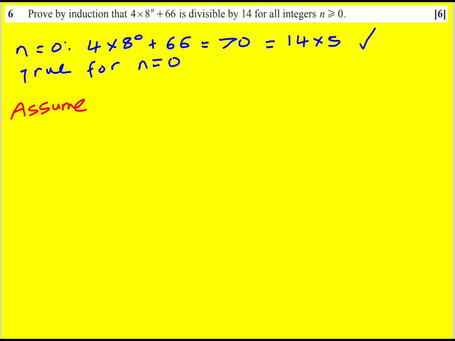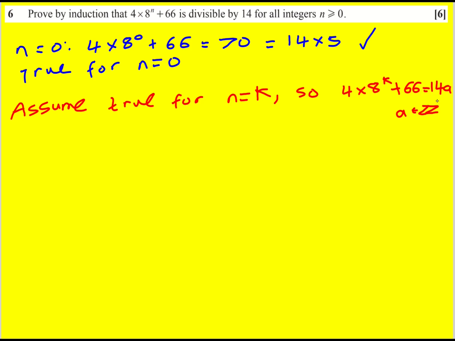So we've shown that the first domino falls over. We're now going to assume that the n equals k domino falls over, and that pushes the next one over. And then we can say that they're all going to topple over. That's essentially the idea behind induction. So assume true for n equals k. So 4 times 8 to the k plus 66 is equal to 14a, for example, where a is an integer.